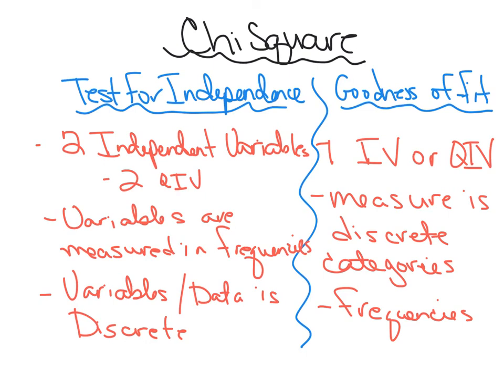So there's the summary of how we determine between the analyses. With chi-square tests, it's all about you have categorical data, discrete data, and whether you have one independent variable or two independent variables.